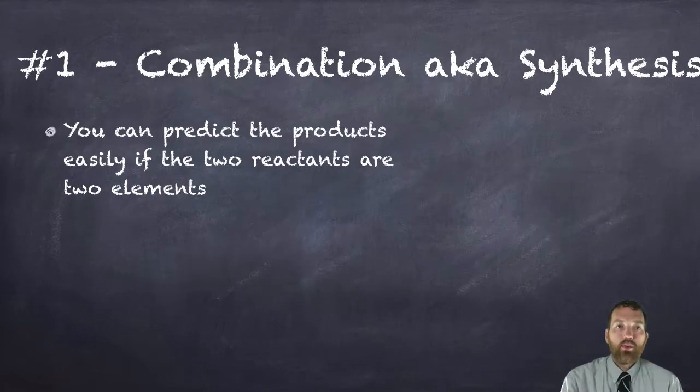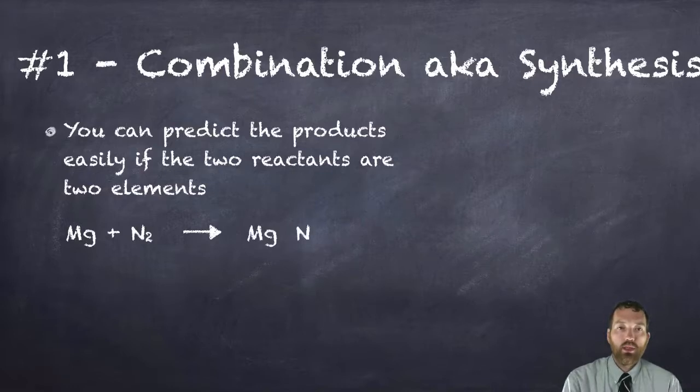So you can predict the products easily if the 2 reactants are 2 elements, like this example here, Mg plus N2. So the steps are pretty easy. You're going to combine the Mg with the N. You combine the elements but not the subscripts. Then you do the charges. Mg is in group 2, so that's a +2. Nitrogen is going to have a -3 charge. And then you check the charges and see if you need to crisscross.